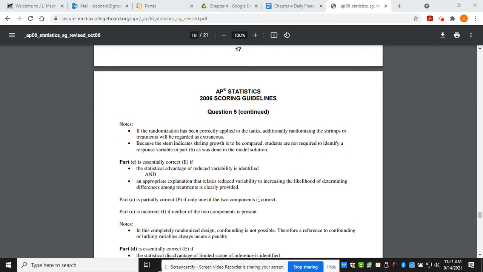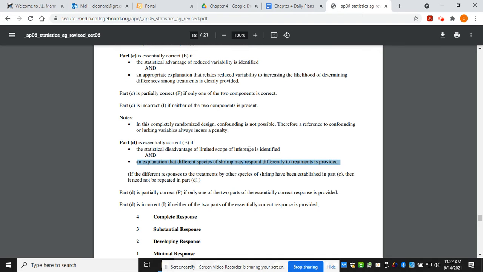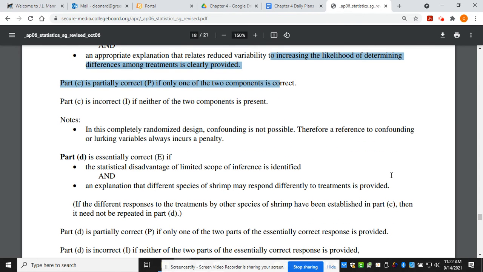So what is D? The statistical disadvantage is the limited scope of inference, so who we can apply it to. An explanation that the different species of shrimp may respond differently to treatments is provided. This is where you start to realize how picky the AP exam is. Did it tell you anything that you needed to write that?